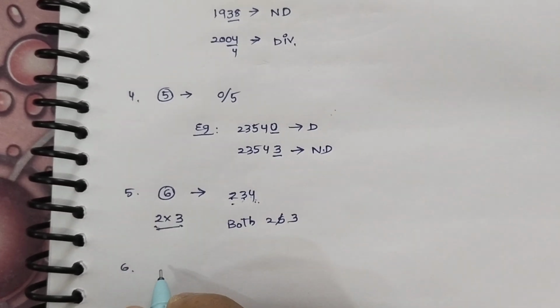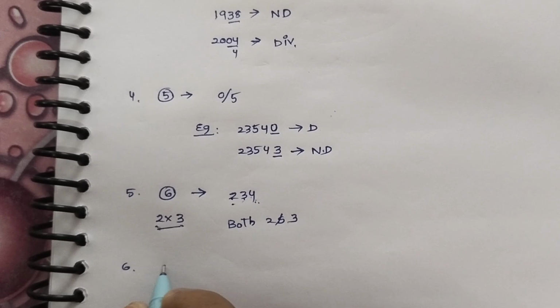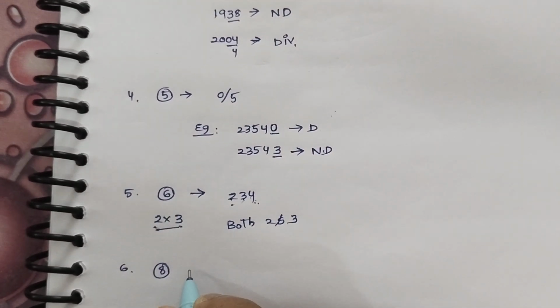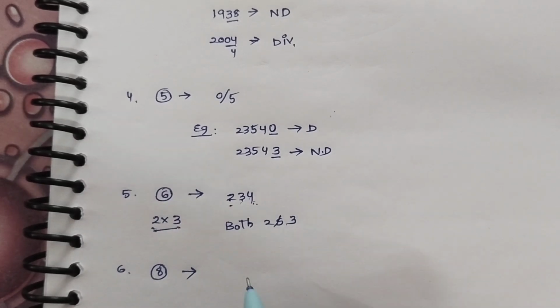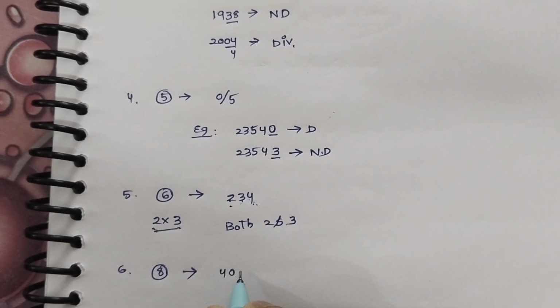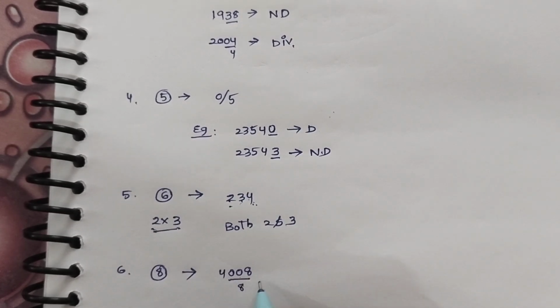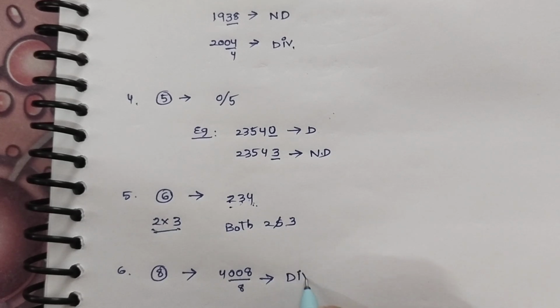Divisibility rule of 8. If the last 3 digits of a number are divisible by 8, then the number is divisible by 8. Let's take an example, 4008. The last 3 digits are divisible by 8, so the entire number is divisible by 8.